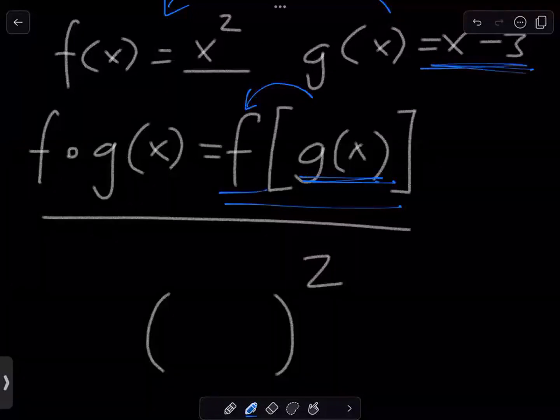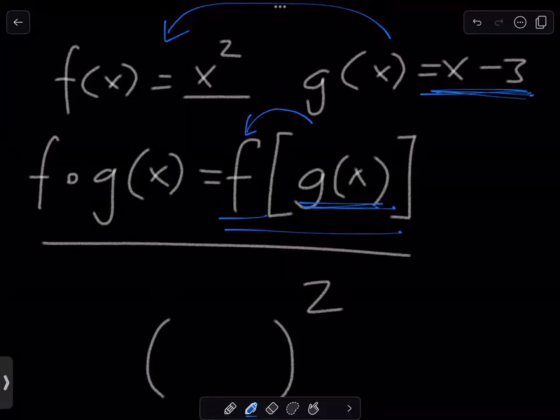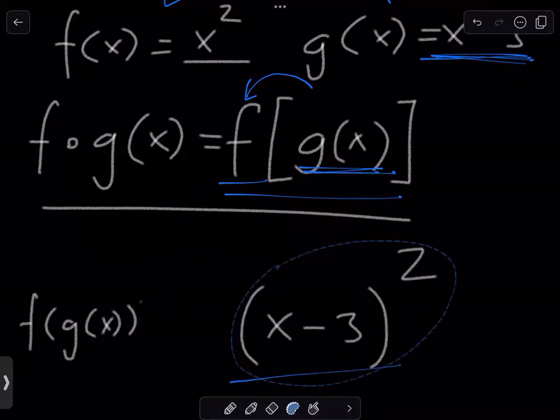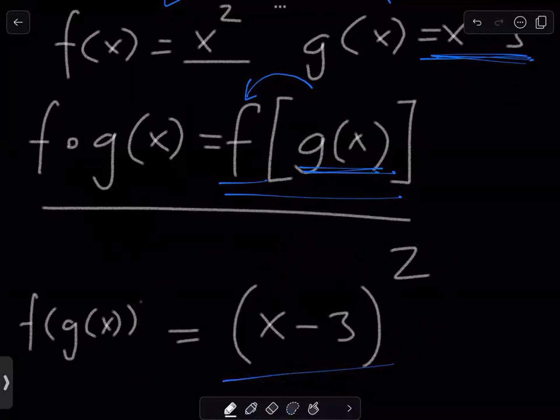Then what is the g of x function? It is x minus 3. So in place of your bracket, wherever you had that in the f function, insert x minus 3 into your bracket. And this is now f of g of x. Okay, there's your function f of g of x. And that's how simple it is.